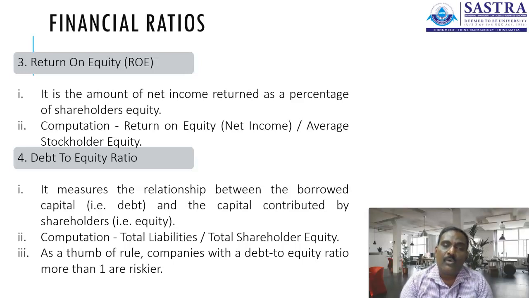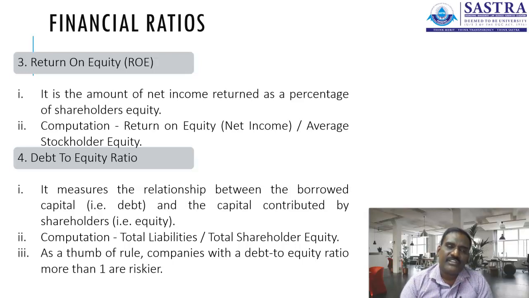In a similar way, return on equity is calculated as net income divided by average shareholders' equity, or average shareholders' fund. How is the net income calculated? Either the profit after tax is taken, or the profit after tax minus the preference dividend. It means whatever portion of profit is available to the equity shareholders is taken for the calculation of return on equity.